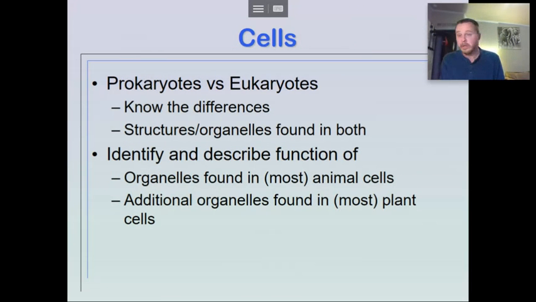Cells. So there are prokaryotes and there are eukaryotes. What is the difference? There are some structures and or organelles that are found in both prokaryotic and eukaryotic cells. What are those? And then I gave you a list of common organelles found in animal cells. I've asked you to identify organelles found in most animal cells. I've asked you about the 3 organelles typically that you would find in plant cells that are not in animal cells. Know what they are, know what their uses are. If I gave you a picture, could you identify them? And again, just an idea what each one does for and within the cell.